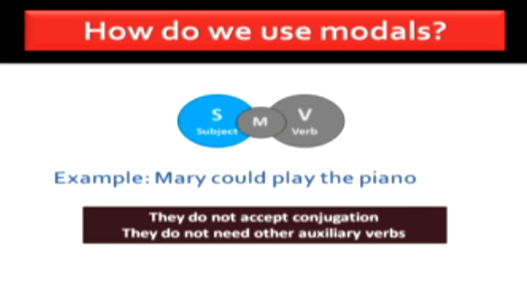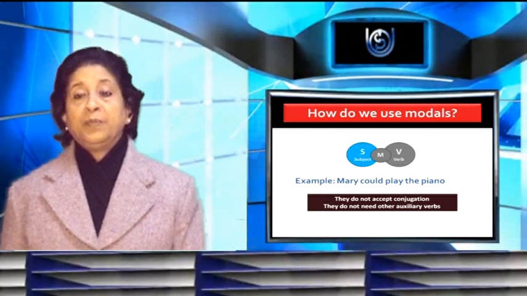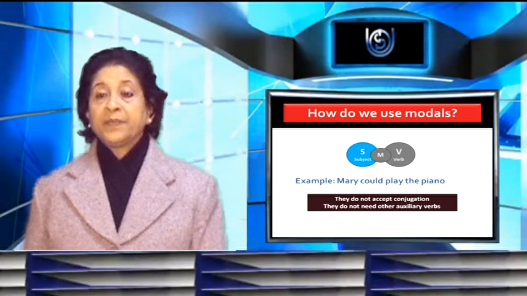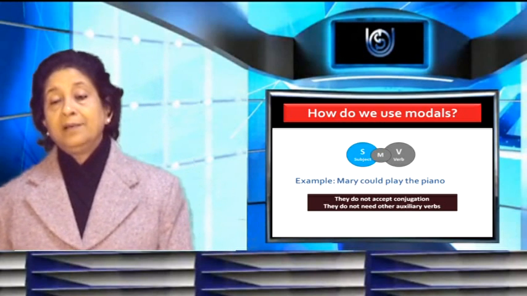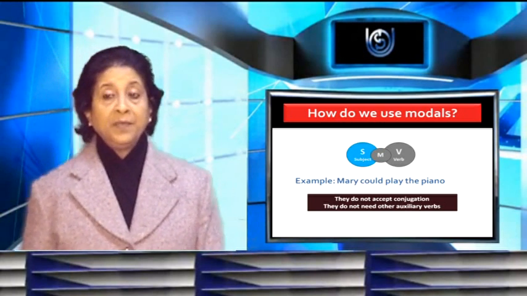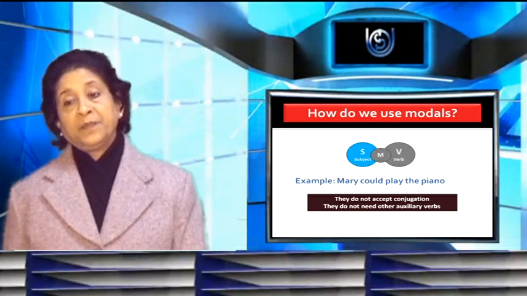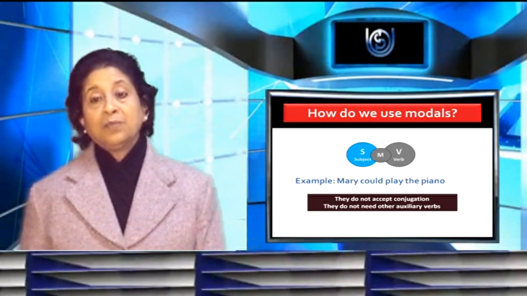Now, subject, modal, and then verb. This is the setting. In a sentence, the subject is there, then the helping verb or modal, the auxiliary verb, and then the main verb. Example: Mary could play the piano. So Mary is the subject, could is the modal or auxiliary verb, and play is the main verb. So this is how we are using modals.